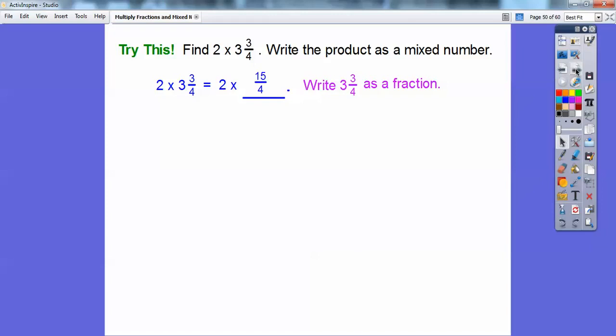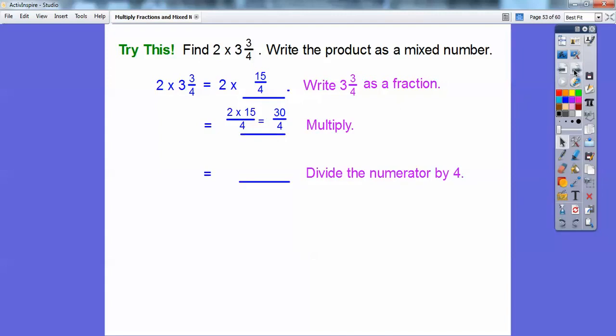All right, and then I'm going to go ahead and multiply. Going to multiply 2 times 15, and that's going to be all over 4. So I multiply the whole number times the numerator. 2 times 15 is 30, so I get 30 over 4. Now we're going to divide the numerator by this 4 right there. So 4 goes into 30 7 times, and 4 times 7 is 28, so there'll be 2 left over. So it's going to be 7 and 2/4.